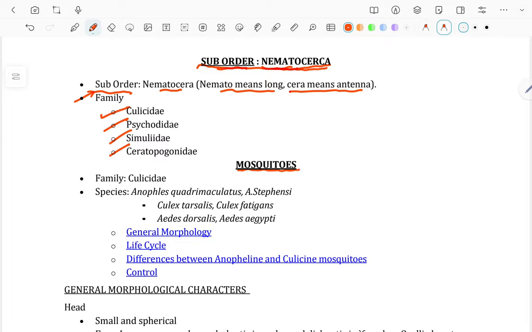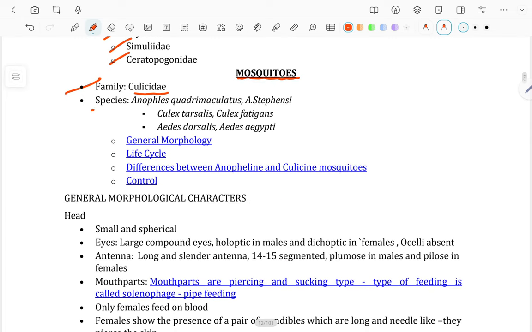Mosquitoes. Family Culicidae. Species: Anopheles quadrimaculatus, Anopheles stephensi, Culex tarsalis, Culex fatigans, Aedes dorsalis, Aedes aegypti. We will cover general morphology, life cycle, the difference between Anopheline and Culicine mosquitoes, and control.